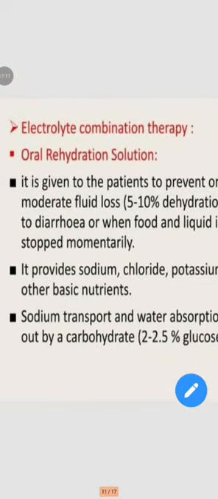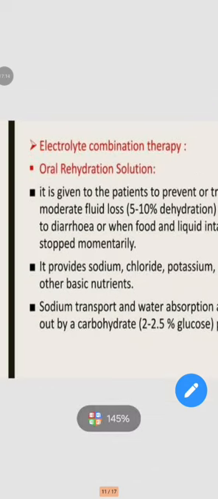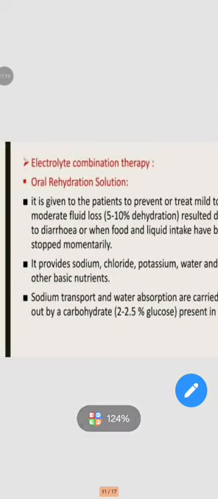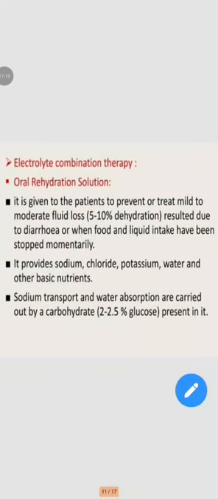Then electrolyte combination therapy, oral rehydration solution. It is given to the patient to prevent or treat mild to moderate fluid loss. It results due to diarrhea or when food and liquid intake have been stopped momentarily. It provides sodium, chloride, potassium, water and other basic nutrients. Sodium transport and water absorption are carried out by the carbohydrate, 2 to 2.5% glucose present in it.